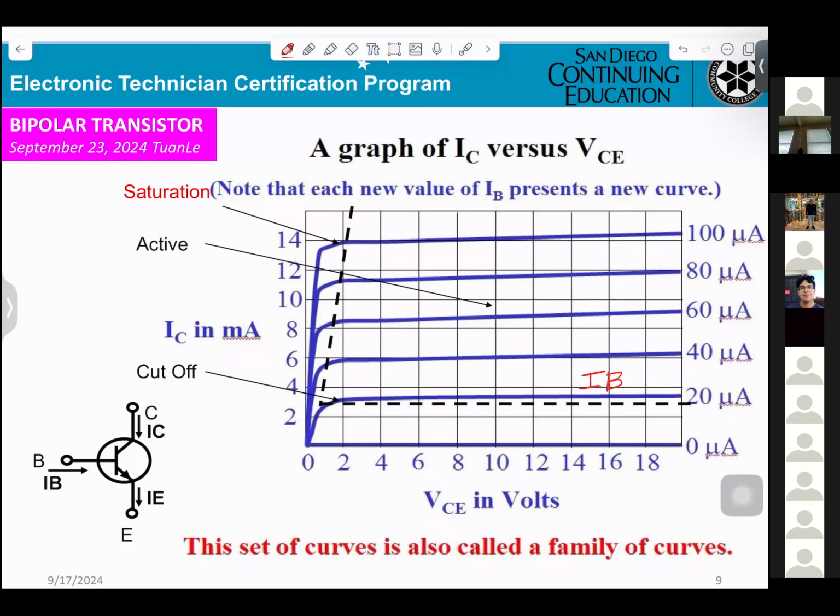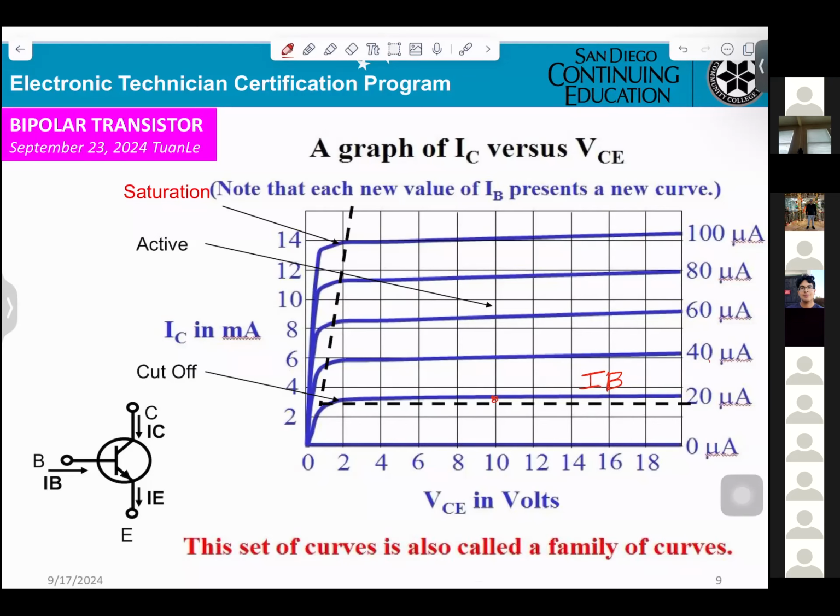Okay. Now, at this point here, current IB equals 20 microamp. And on this line, 40 microamp and so on. And the transistor, we already told you, can be in saturation, cut off, or active.